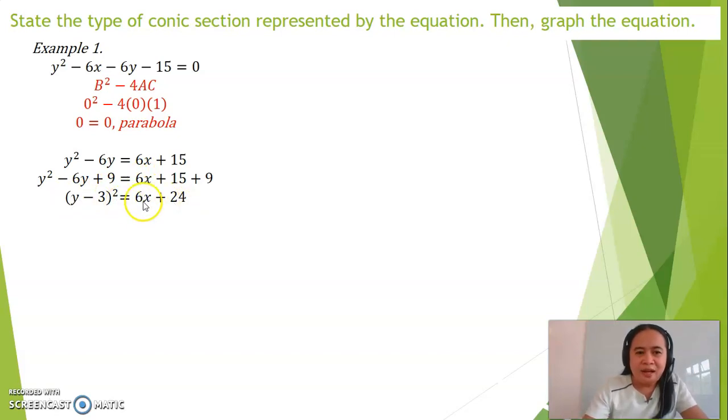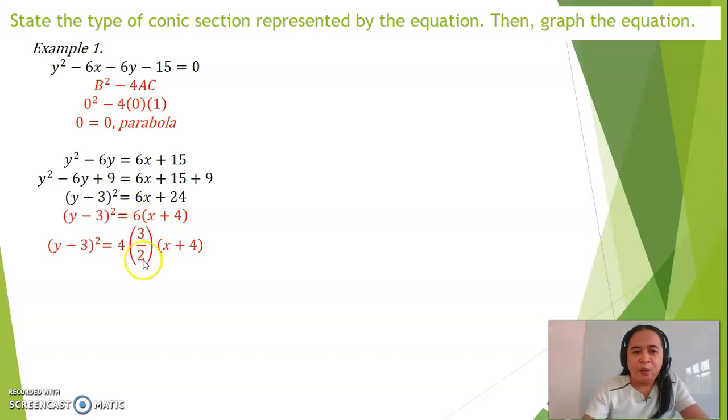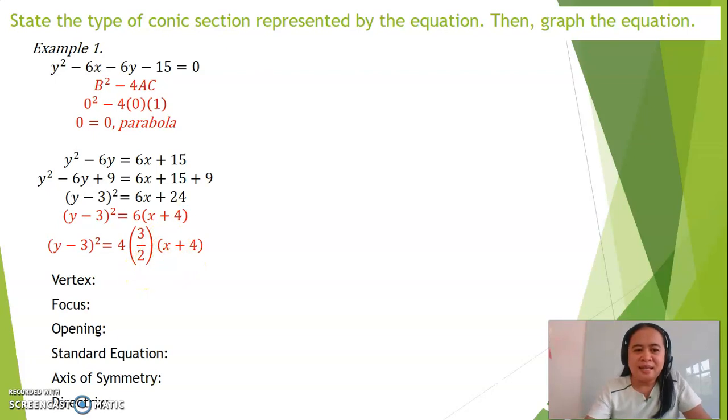In this case, factor out 6. So, this would be x plus 4. Or rewrite this in 4p form. So, we'll have 4 times 3 halves, times the quantity x plus 4. So, let's identify its properties. The standard equation is already given. Then, the vertex is given as negative 4 and positive 3. In this case, this opens to the right. Why? Because y is squared, and our latus rectum here is positive for p.